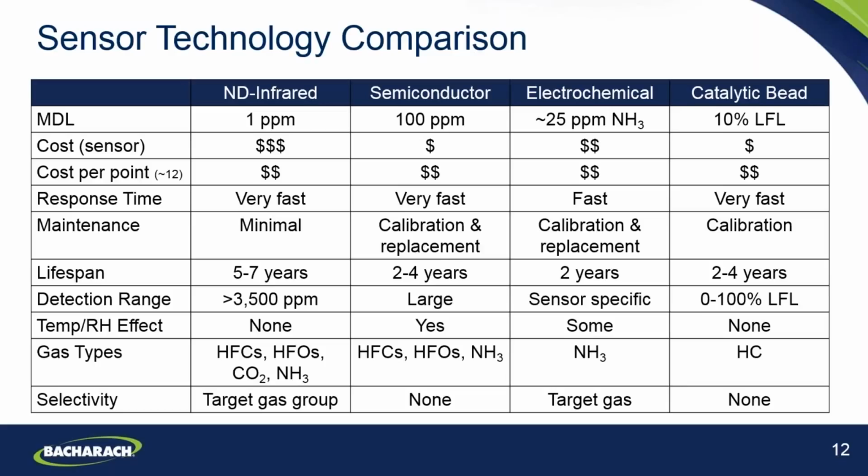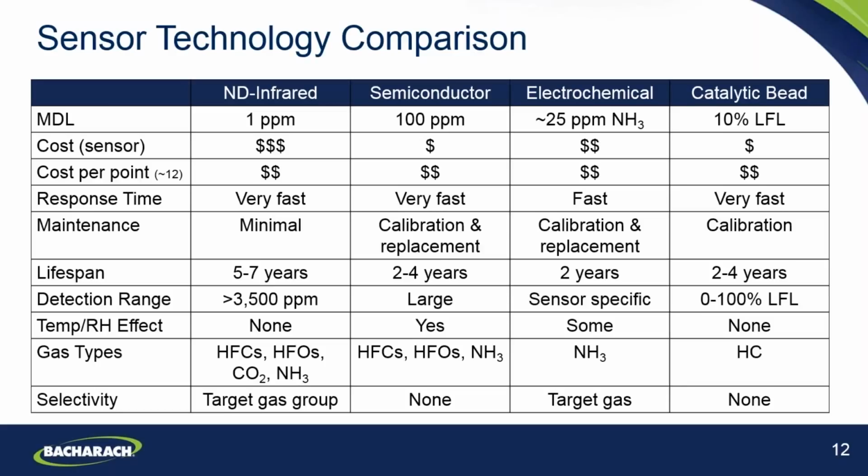The detection ranges are, again, very applicable to the applications. The infrared sensors, you're typically going to get a detection range upwards of 3,500 parts per million, sometimes up to 10,000 parts per million, which is very sufficient for looking for refrigerant leaks, because, of course, we're trying to detect these before they become a problem. Semiconductor sensors also have a large detection range. Catalytic bead, of course, monitoring from 0 to 100% of the lower flammability level.